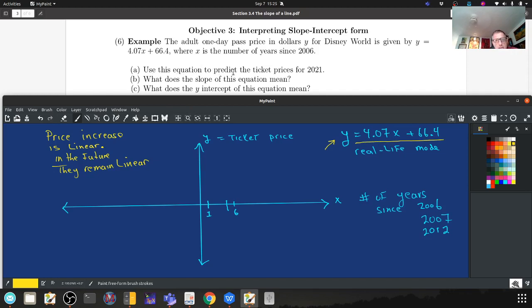So use this equation to predict the ticket prices for 2021. Well, y is the value I want to know, because y is the ticket price. So I have to find the value of x. But the start value of x is the same as 2006. So to find the value of x, we subtract 2006 from 2021, and we get 15. So we just now plug and chug.